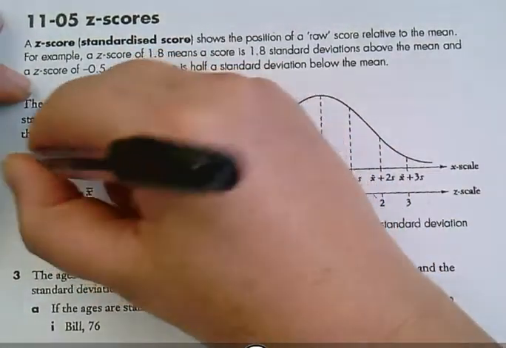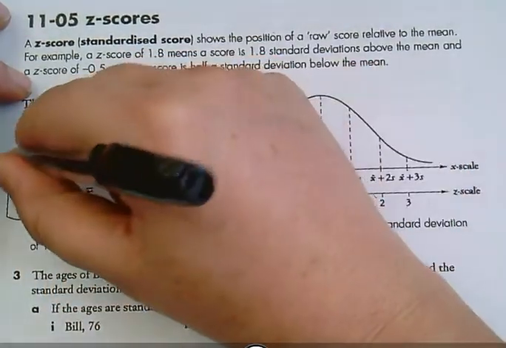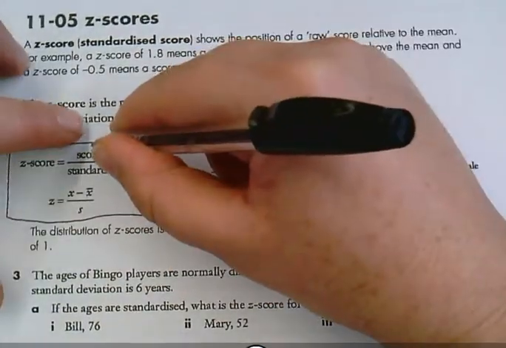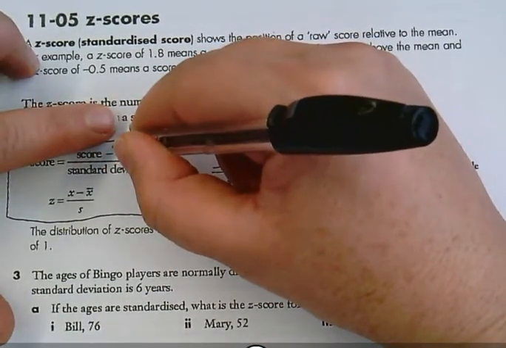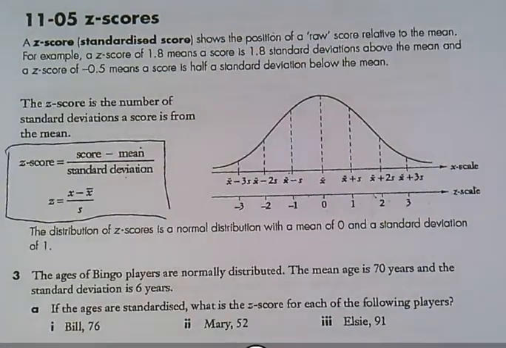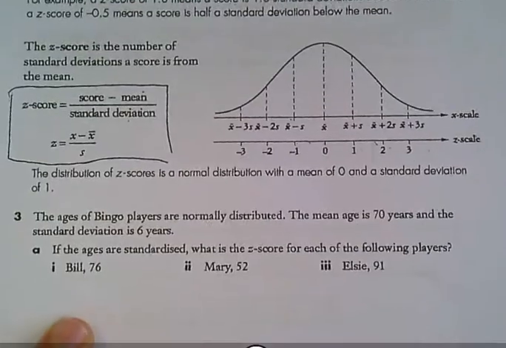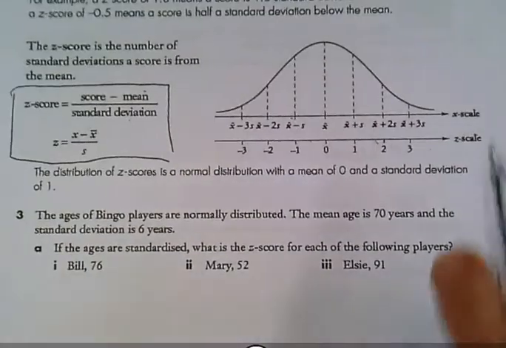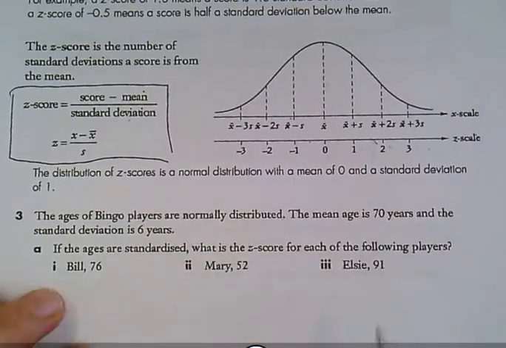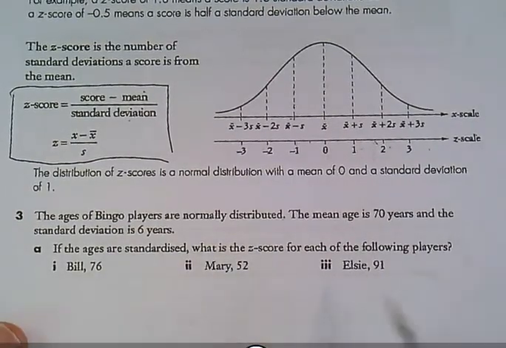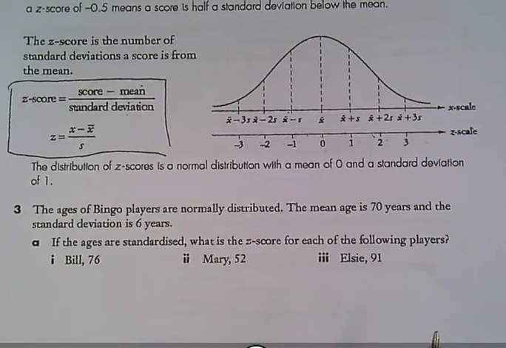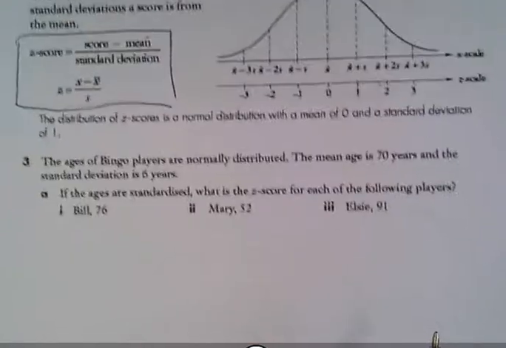So here's the formula that you will see on your formula sheet. Z-score equals the score you want, that they're talking about, minus the mean, over the standard deviation. So let's just practice what that is. Now, the ages of bingo players are normally distributed. We're going to use the formula for question 1, but I'm going to draw it as well so you see how it makes sense, all right?